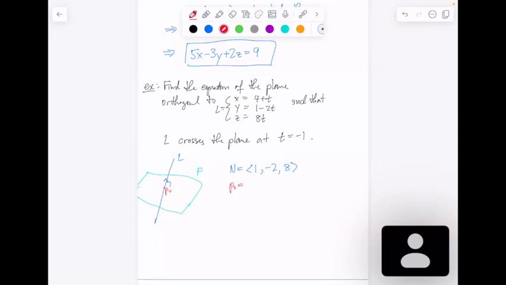Right, so I want it such that the line crosses my plane at time t is equal to minus 1. So where is time t equals minus 1? Well, I'll just plug this in. If I plug in time t equals minus 1, I have the point 4 minus 1, which is 3, 1 minus 2, which is also minus 1, and then I have minus 8, correct?